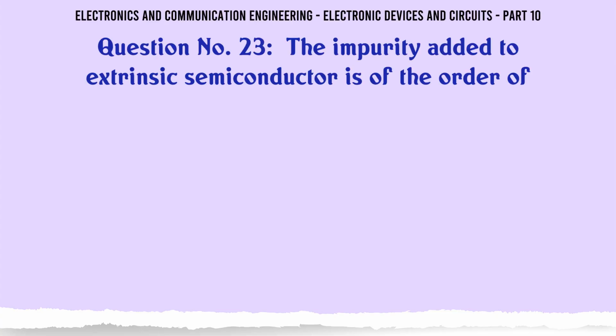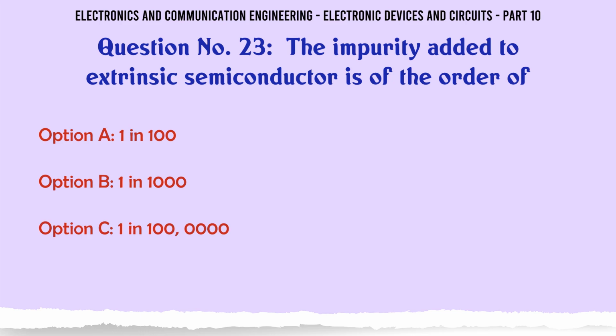The impurity added to extrinsic semiconductor is of the order of A. 1 in 100, B. 1 in 1000, C. 1 in 100,000,000, D. 1 in 100,000,000,000.